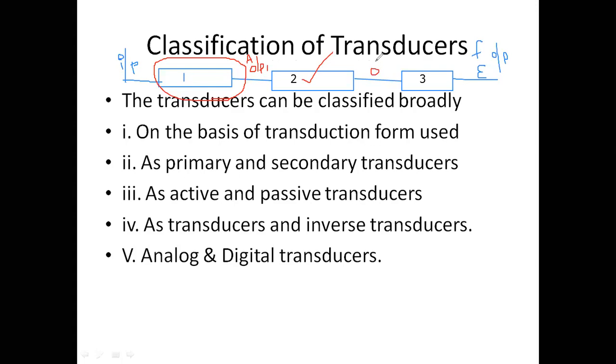Output 2 I am getting here. This is also an auxiliary output, and this third transducer is taking the output of the second transducer and giving me my final output, which is the required electrical signal. This is the final output. So voltage or current I am getting here, for example, right?